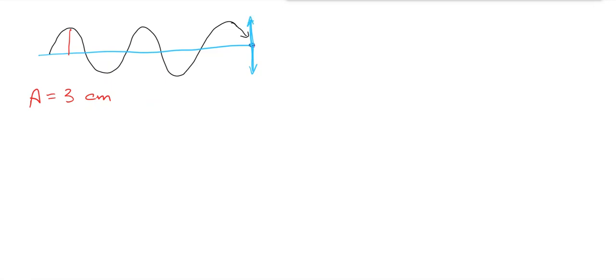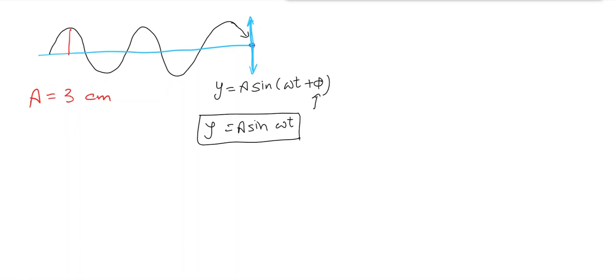And at any given point of time, the oscillation of particle can be given as A sine omega t plus phi. Considering initial phase to be 0, we can say it is A sine omega t, assuming that particle is initially at mean position. Now, what is the maximum displacement of this particle? The maximum displacement of this particle is 3 centimeter, right?